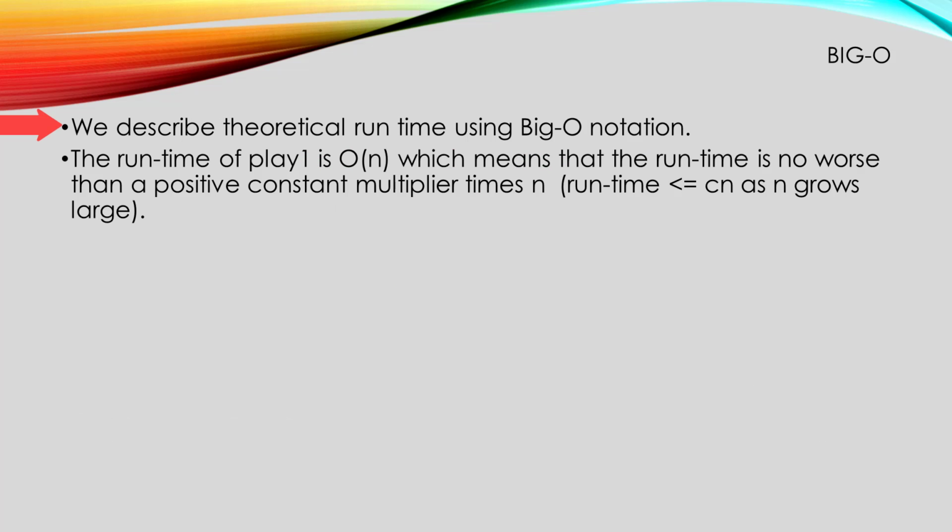When we talk about theoretical runtime, we describe it with a notation that is called big O notation. Since the thing that happens most often happens n times, we say that the runtime is big O of n. That means that the runtime is no worse than a constant multiplier of n.